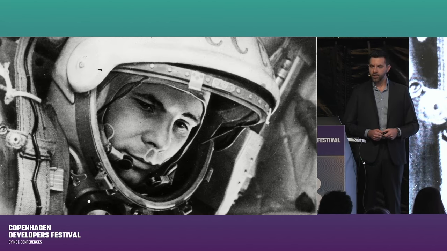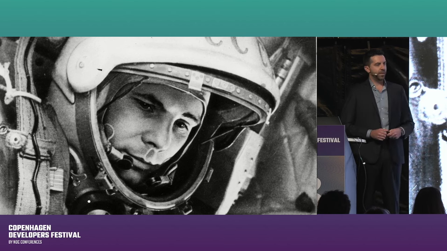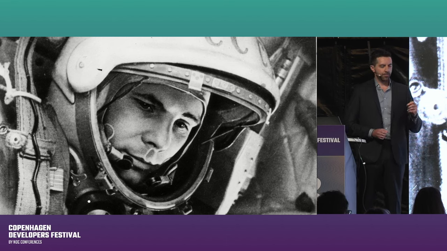Yuri Gagarin is launched into orbit, the first person to orbit the Earth, April 12, 1961. And this is probably the defining moment in the space race where the Americans realized how far behind they were and how advanced the Soviets were in comparison, and things really went into overdrive.